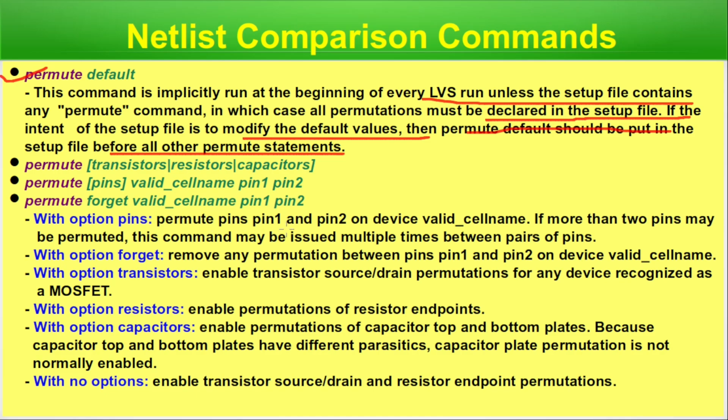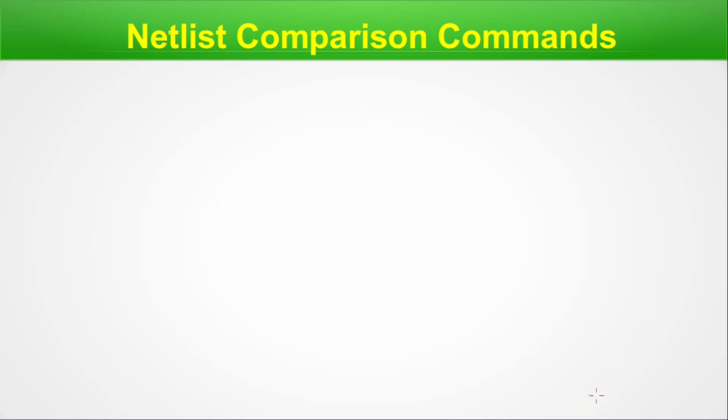With option pin, permute pins pin 1 and pin 2 on device valid cell name. If more than 2 pins may be permuted, this command may be issued multiple times between pairs of pins. With option forget, remove any permutation between pins pin 1 and pin 2 on device valid cell name. With option transistors, enable transistor source or drain permutations for any device recognized as a MOSFET. With option resistors, enable permutations of resistor endpoints. With option capacitors, enable permutations of capacitor top and bottom plates. Because capacitor top and bottom plates have different parasitics, capacitor plate permutation is not normally enabled. With no options, enable transistor source or drain and resistor endpoint permutation.